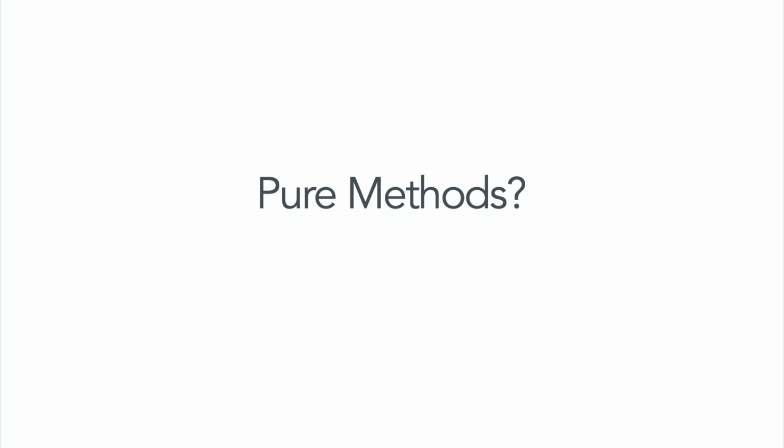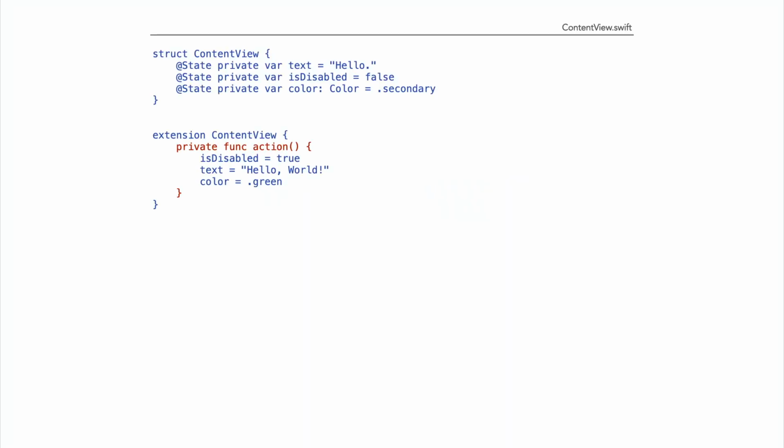Is there a notion of pure methods? We don't tend to call them that, but we do have methods inside of our structs that I would like to consider as being pure. For example, look at action. Action is one of those methods that doesn't take anything and doesn't return anything. In fact, if you look inside of it, it is setting values that seem to be outside of the function, and yet the function is really a method. Action is a member of content view, and so our text is disabled and color. They are all members of the same struct.